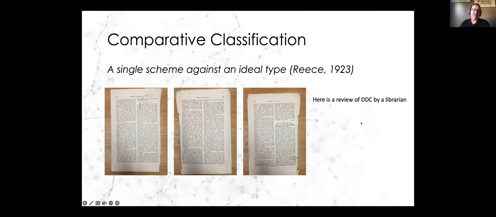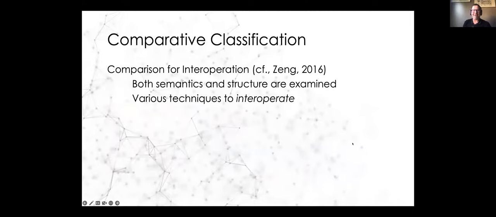And then there's also this user conception of what a classification scheme should be doing. And we've got documented literature. This is a 3-page review of the Dewey Decimal Classification by a librarian in 1923. I'm going to share the screen so that you can have this. This comes from the Columbia Archives. Dewey was not happy about this particular review, but it goes on and on about how the classification scheme failed to meet the ideal type at that particular time, which has its own technological and conceptual context, as you can imagine.